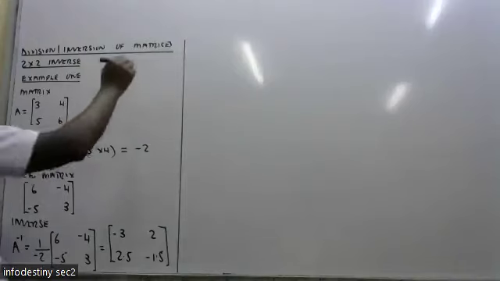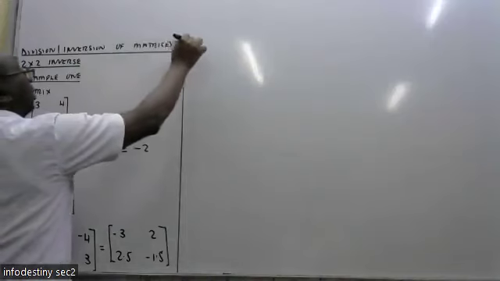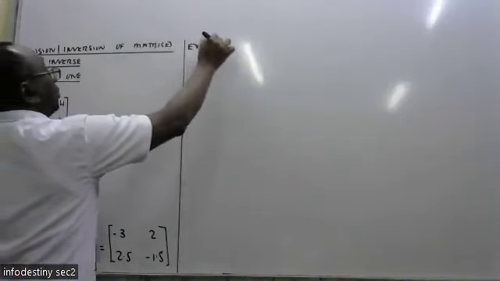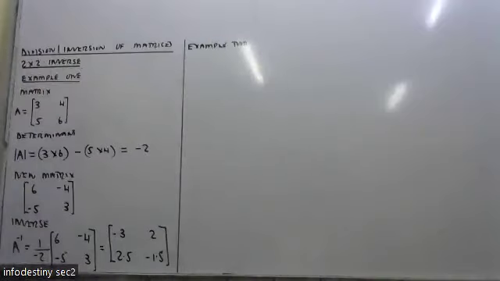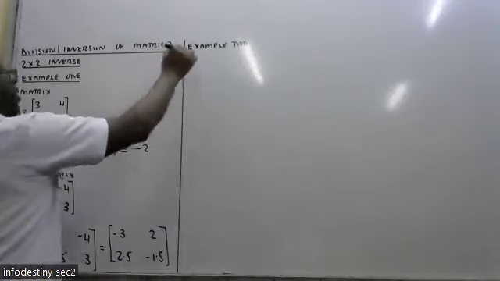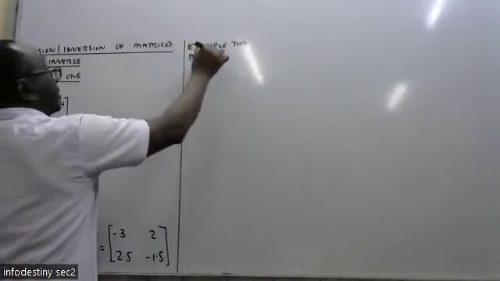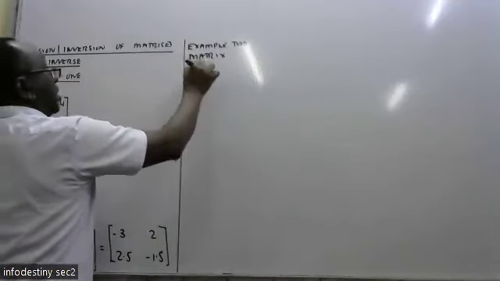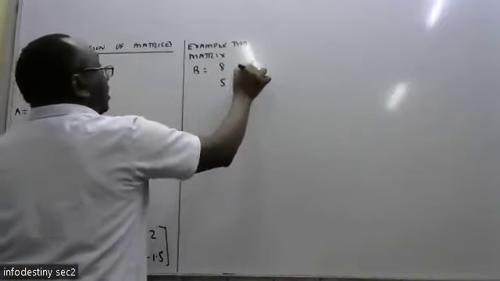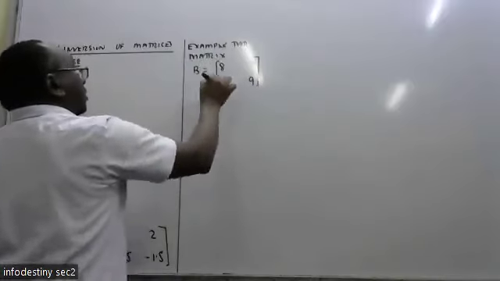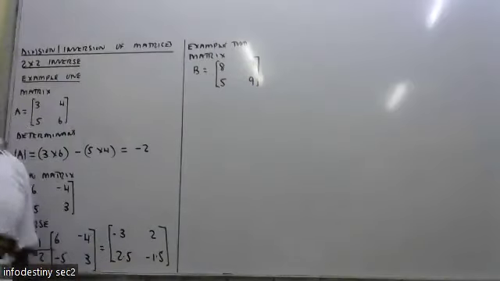Haya, twende kwa example 2. Example 2, if you are given a matrix B as 8, 7, 5, 9. Nitafutie inverse ya hiyo matrix. Get the inverse of that matrix.